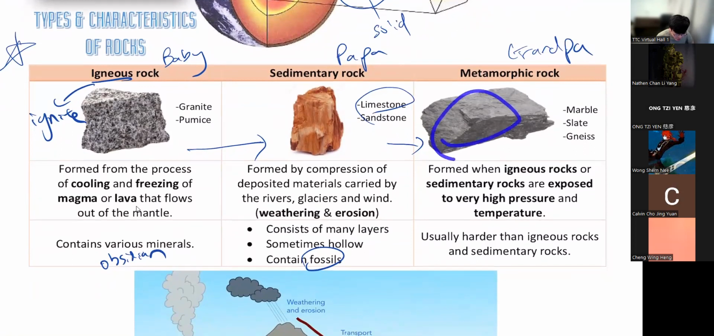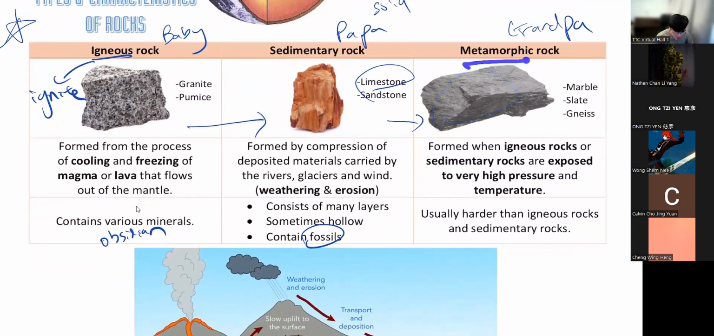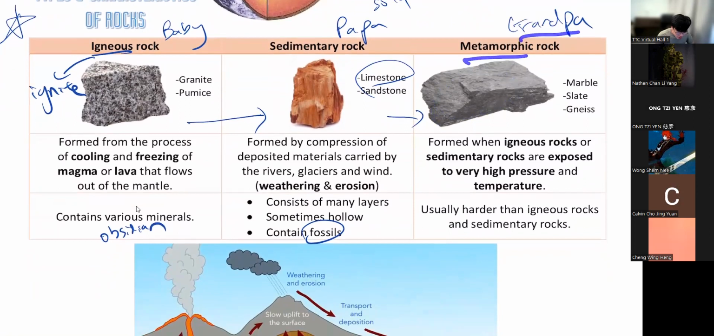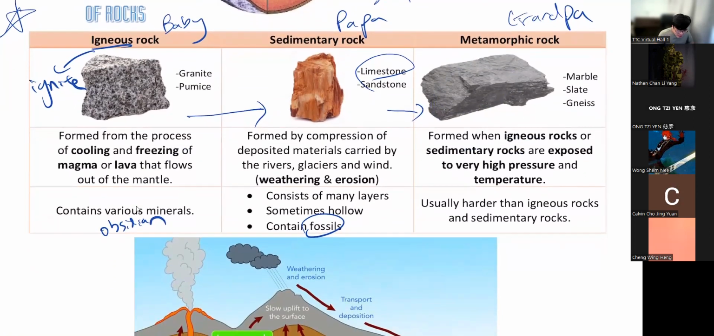Okay, so metamorphic is the old one. Really old one, because it's grandpa. So it's when igneous or sedimentary rock are exposed to high temperature and pressure. Guys, please highlight this. High temperature and pressure. They will usually ask you this: how are rocks formed? Any rocks, they are under pressure and temperature.